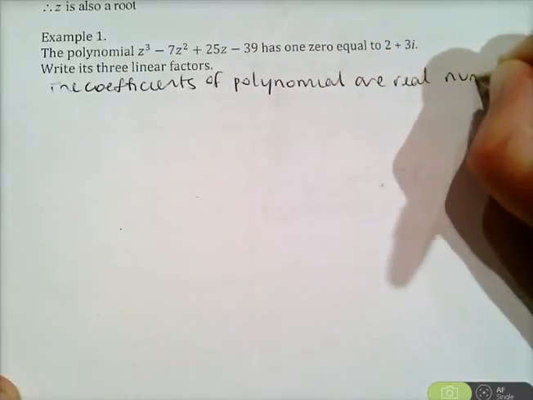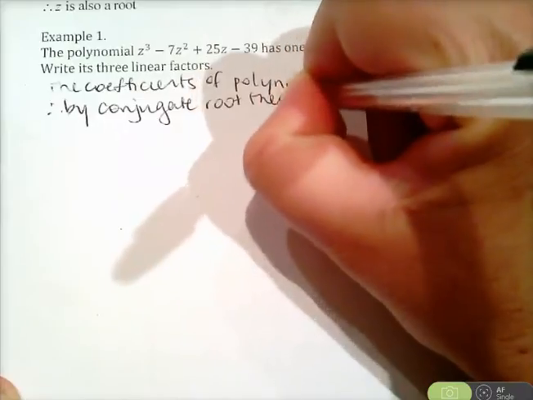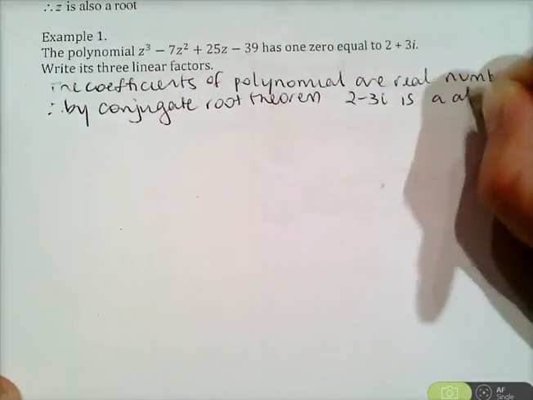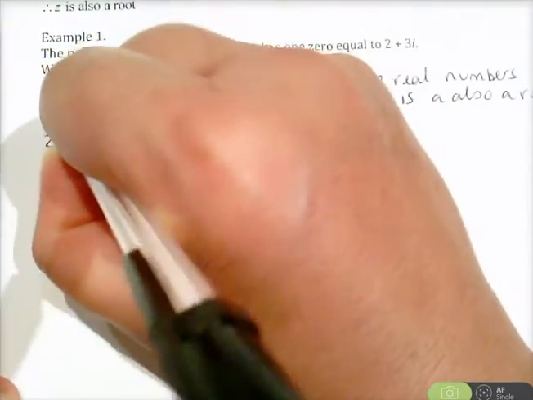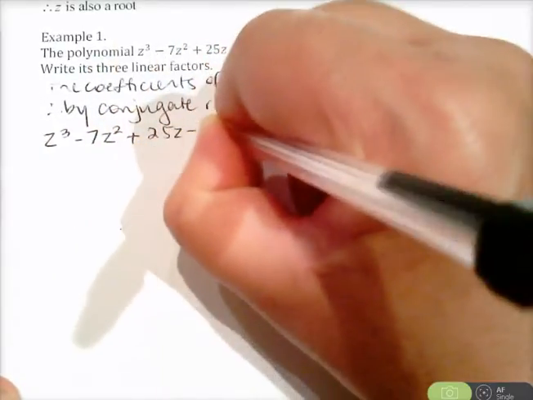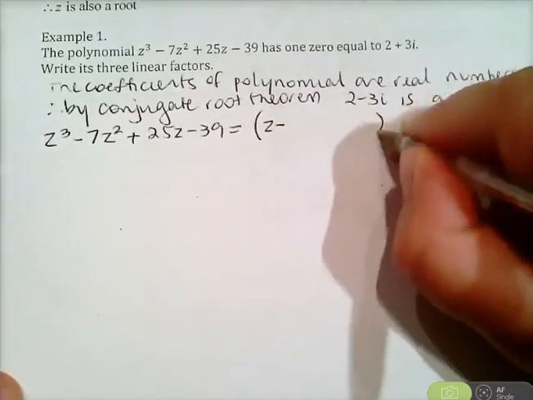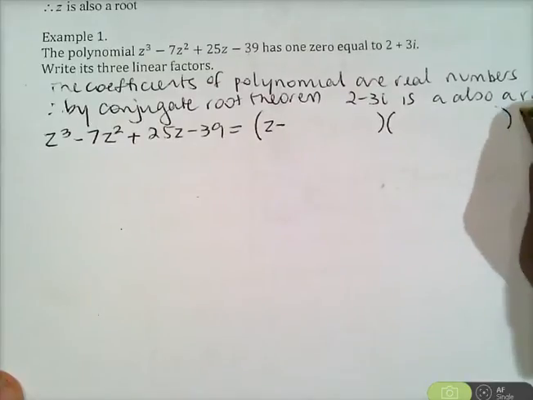Therefore, by the conjugate root theorem, 2 minus 3i is also a root. So therefore, we can say that z cubed minus 7z squared plus 25z minus 39 is equal to, remember there will be three, this is z to the power of 3, there will be three linear factors.